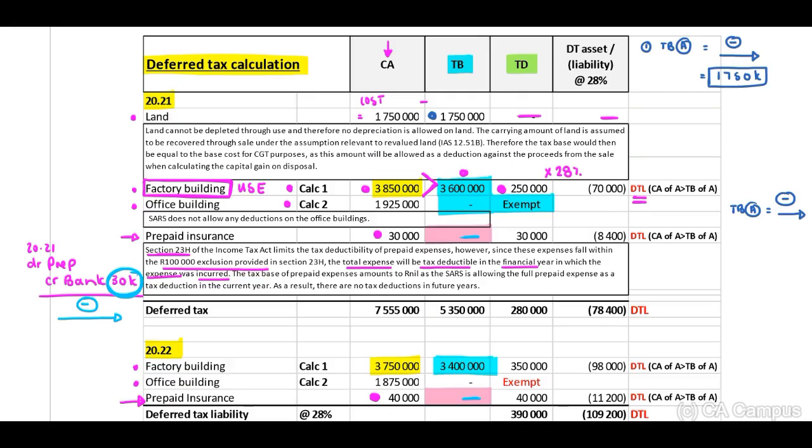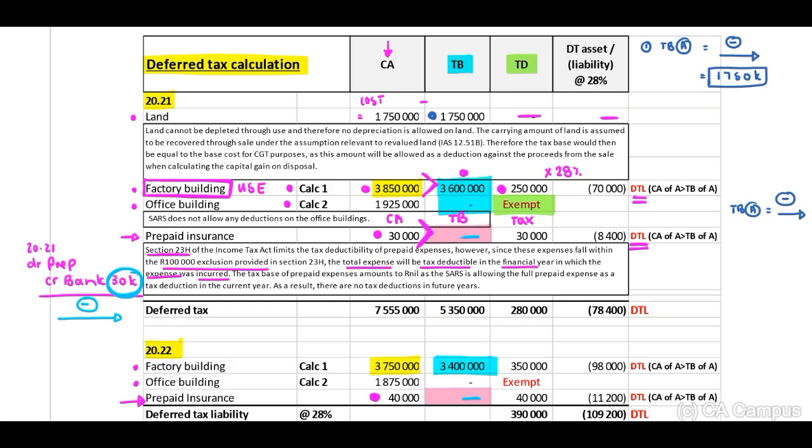Office building. Important. In terms of our temporary difference, this will be exempt, and you can refer to paragraph 15, IAS 12, paragraph 15. Guys, it's a rule, you can study this one. Office building, it does come through quite regularly. Prepaid insurance. Again, the carrying amount is greater than the tax base. Therefore, this will be a taxable temporary difference, and this will be a deferred tax liability.